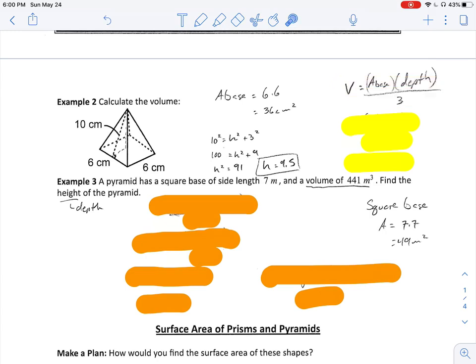We have our formula, area of the base multiplied by the depth divided by 3, in which case is 36 times 9.5 divided by 3, which gives us a value of 114 centimeters cubed.